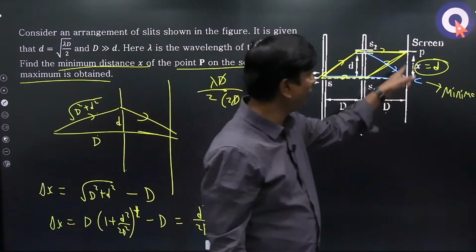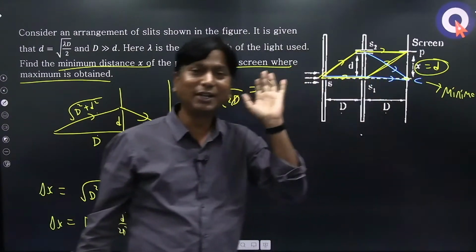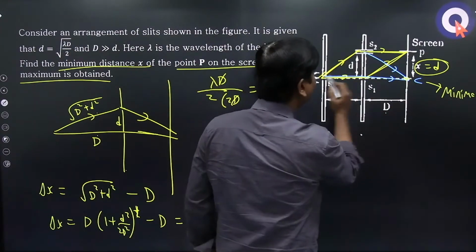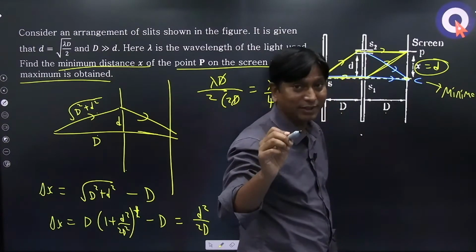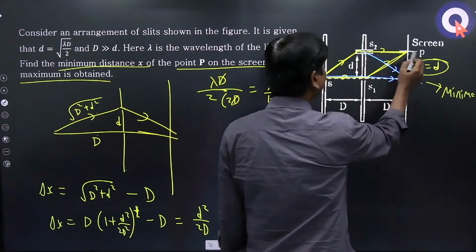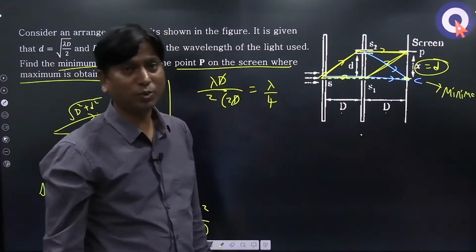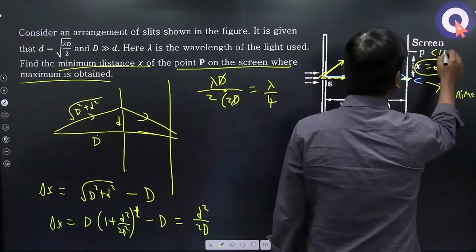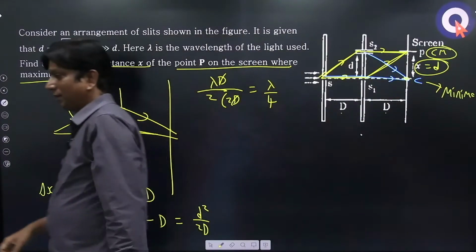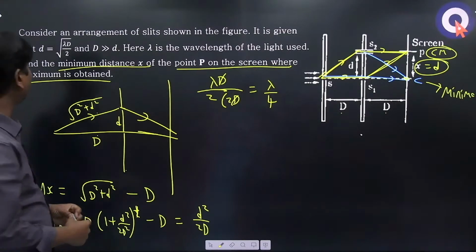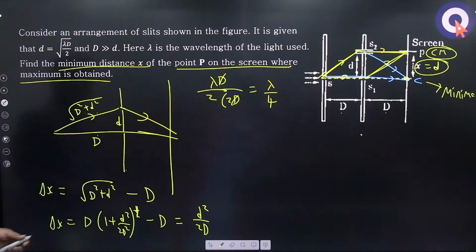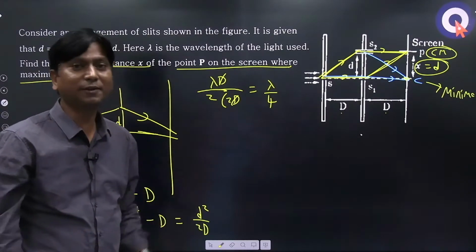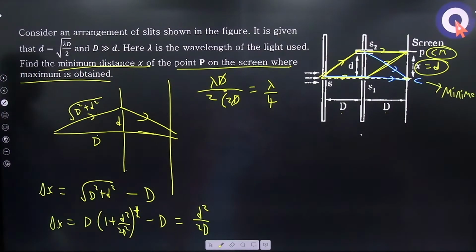Okay. And if you move a distance called as d, then the first maxima is what you are going to get. So here when the waves are arriving, this one and this one, you will get a path difference of lambda by 2. But when they arrive here, this one and this one, path difference is becoming 0. That's why you will get a maxima. In fact, here you will get a central maxima. And they are also asking, find the minimum distance x of the point P on the screen where maximum is obtained. x equal to d. Okay, hope it is clear. Right. Go to the next one.